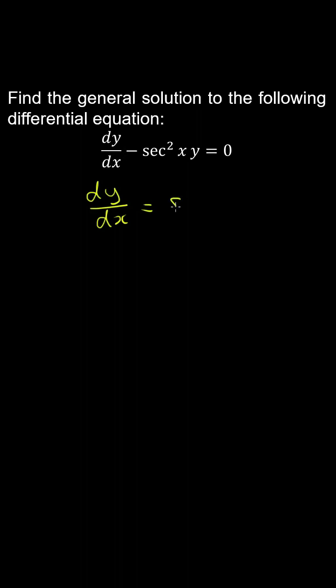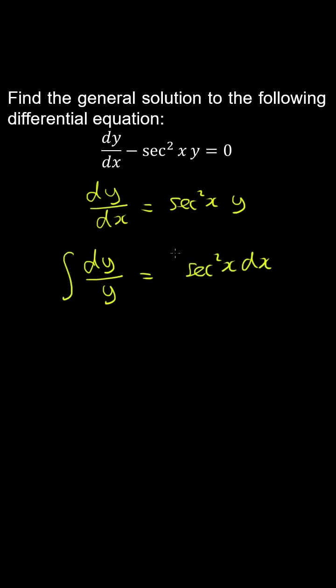So dy/dx is equal to sec squared x multiplied by y. And now we can separate the variables. So we have dy/y is equal to sec squared x dx. And now we can integrate both sides. So on the left hand side we get the natural log of y, and on the right we get tan x plus a constant of integration.